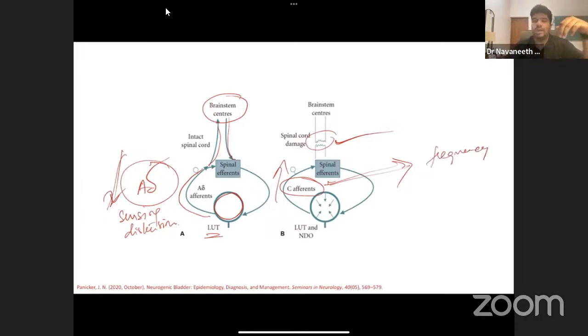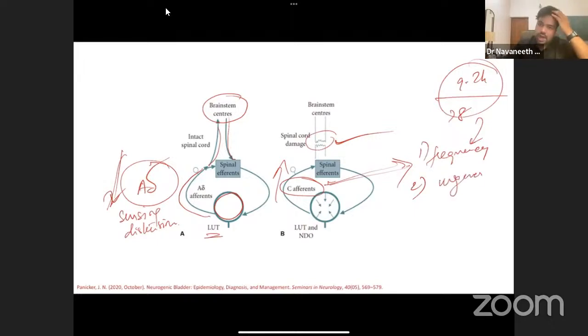So frequency is when you're going to have an increased number of urinary events. Basically, it can be dribbling, it can be proper urination, or it can be excess urination. So the number of times one actually urinates is called frequency. They say more than 8 times, or every 2 hours if you go and micturate, then that is called frequency. It's not a hard and fast rule. This is frequency. Second is urgency.